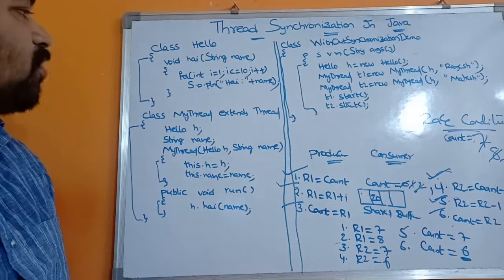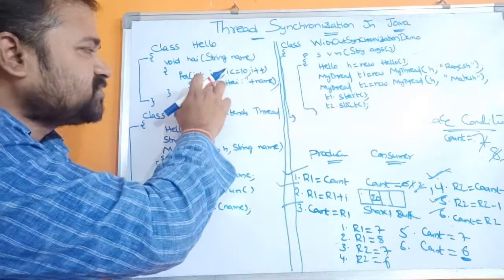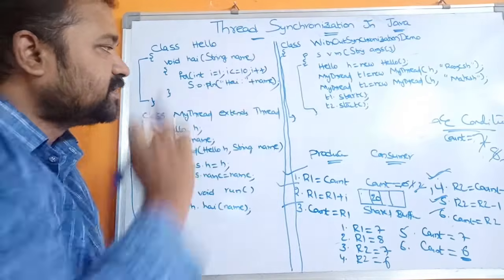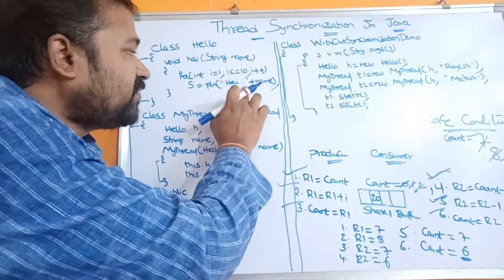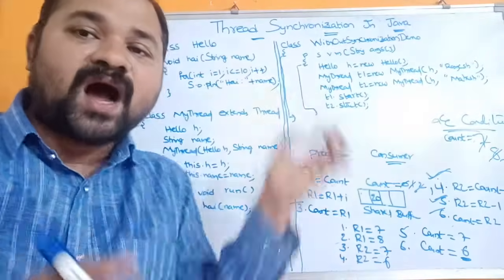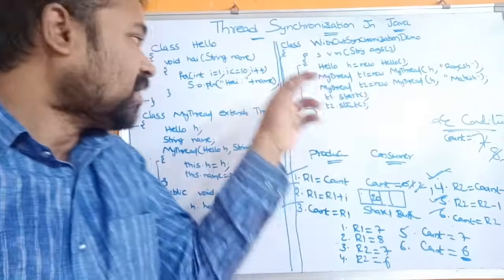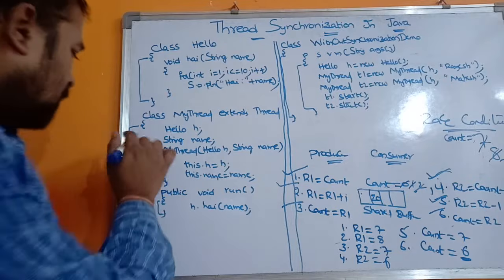So in this example, what we are doing is we are writing a for loop: for int i = 1; i <= 10; i++, System.out.println within double quotations "Hi" plus name. So we are printing "Hi" and that name how many times? 10 times. So this is the first class here.